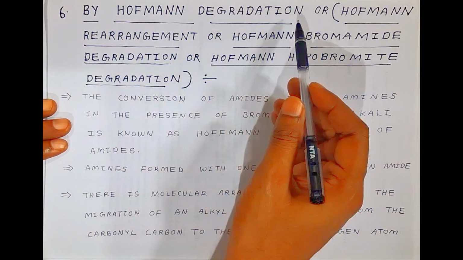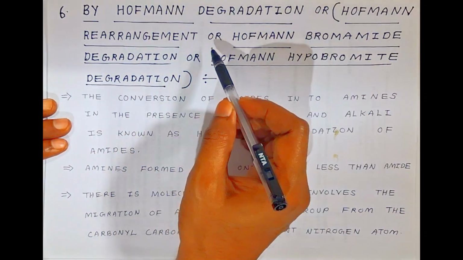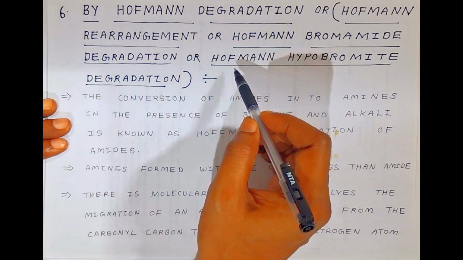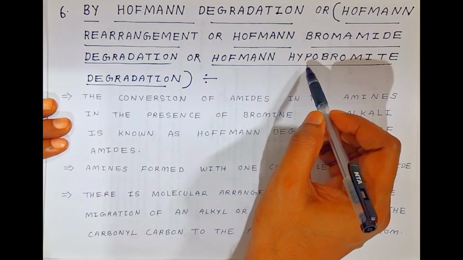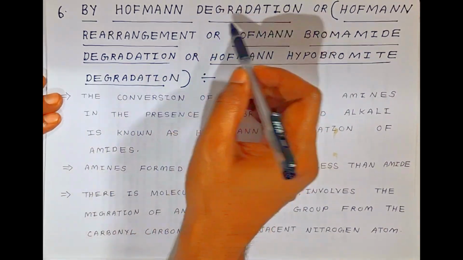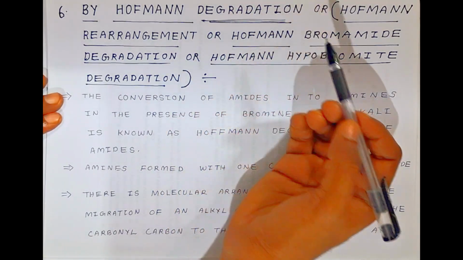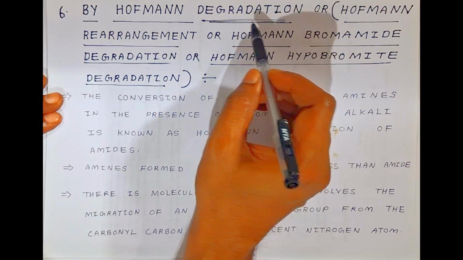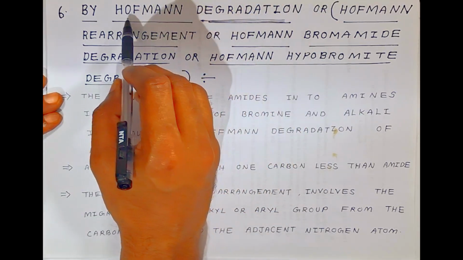Hofmann degradation, or you can say Hofmann rearrangement, or Hofmann bromamide degradation, or also Hofmann hypobromite degradation. Here the degradation word is very important, friends. Amide is given to you, and we are going to degrade it to amines. The scientist who did this is named Hofmann.